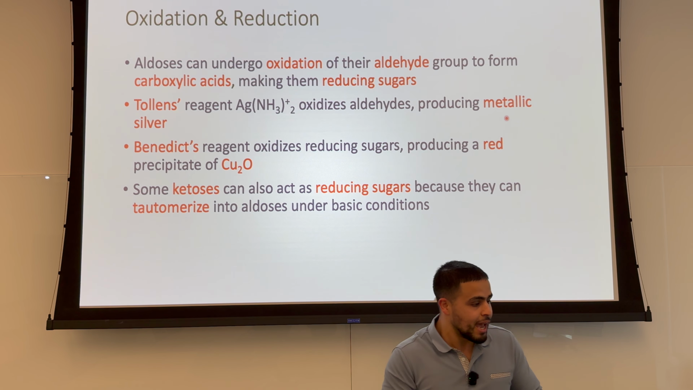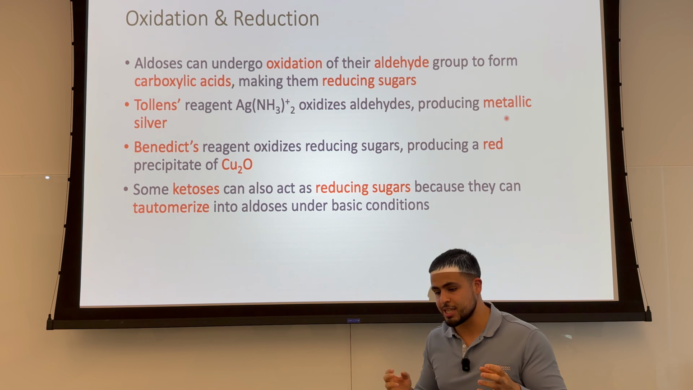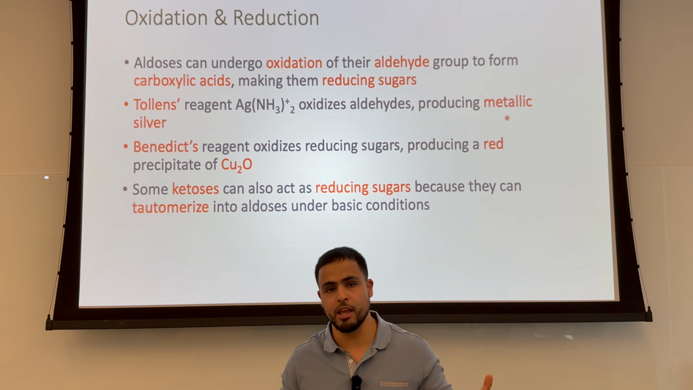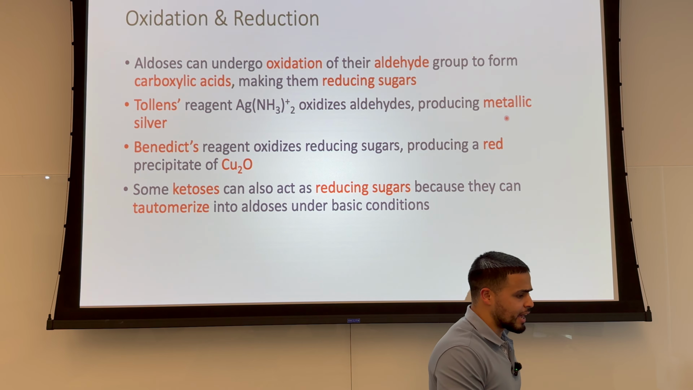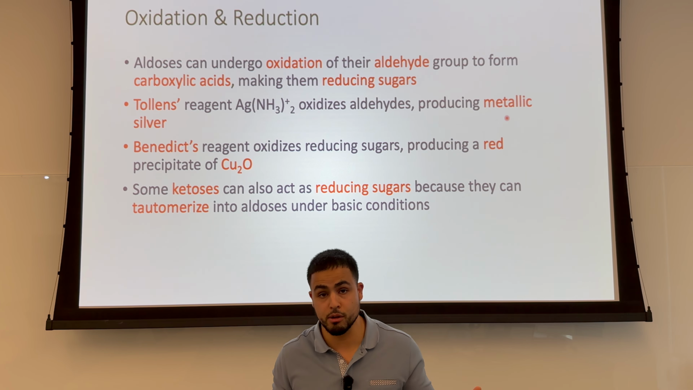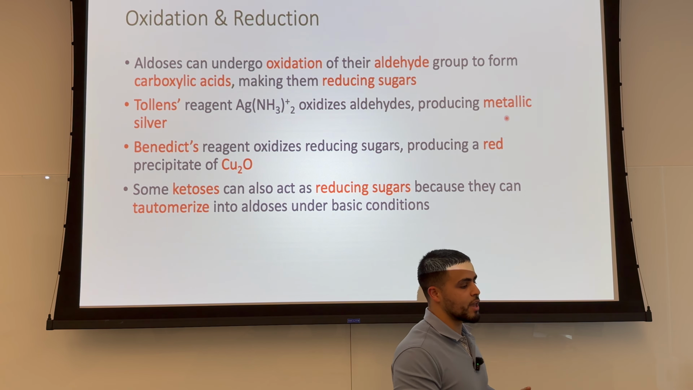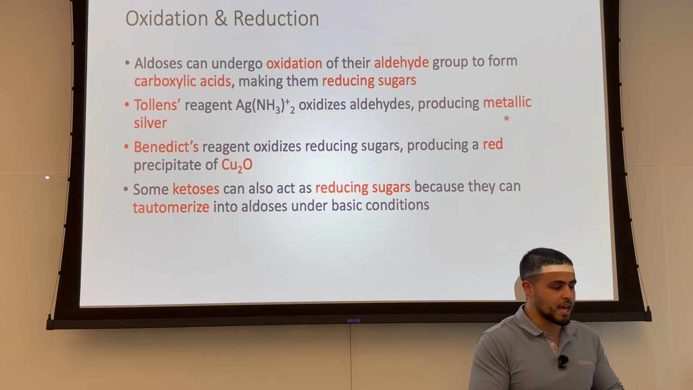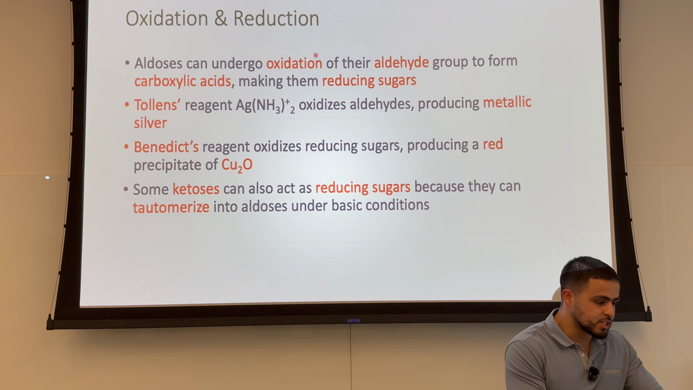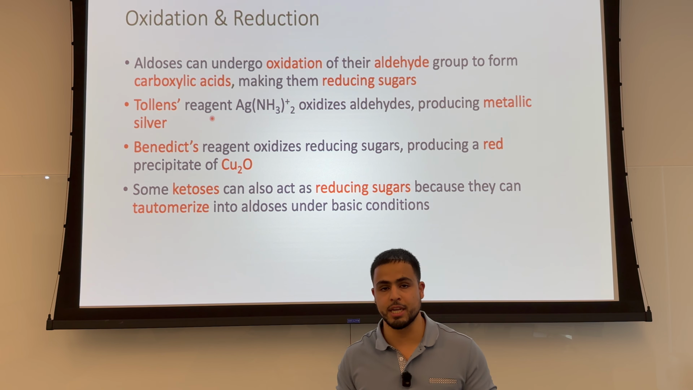reducing sugars. And in fact, there are reagents that we can use to test a sample and see if it contains one of these reducing sugars or not. And as you may have predicted, these tests are going to rely on oxidizing agents. So essentially you're going to put an oxidizing agent in your sample, and if it tests positive, then you know that you have a reducing sugar in that sample. The first of these tests is Tollens' reagent. Tollens' reagent relies on this silver-containing compound.